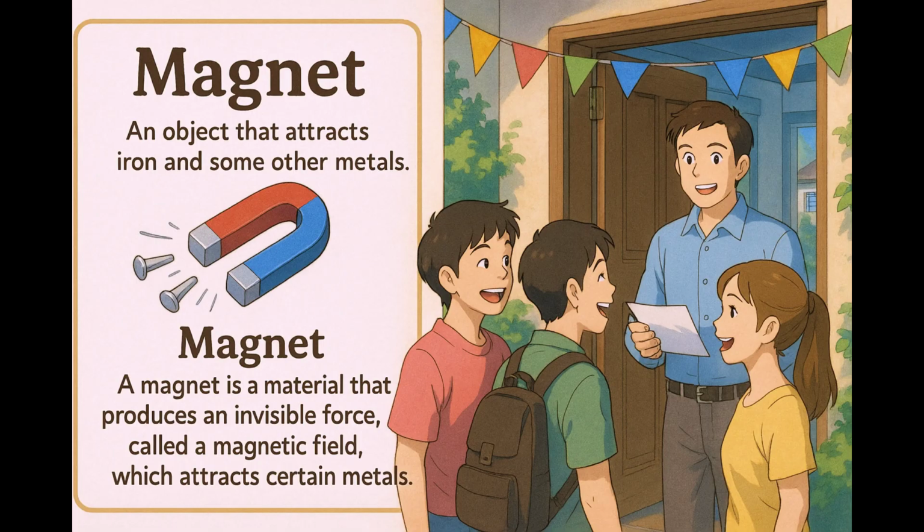Imagine you're hosting a party and you want to attract specific guests who share the same interests as you. Just like your curated guest list, a magnet attracts iron and some other metals, pulling in only those that have compatible properties. In this analogy, the party represents the magnet, while the invited guests symbolize the metals that are drawn to it, illustrating how both situations involve selective attraction based on compatibility.